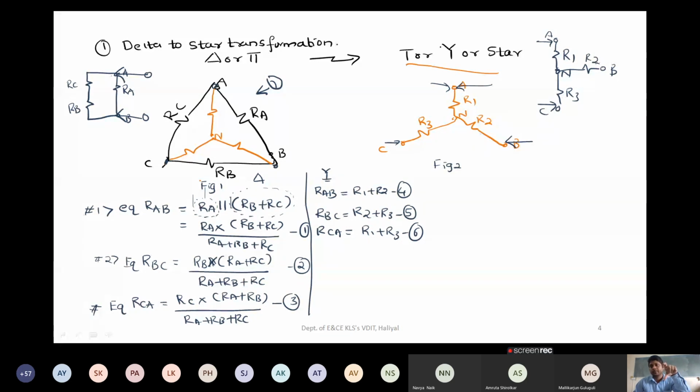So we require two reference points to measure. So in that case, this point will be open, so you can neglect this. Hence, this can be treated as a single branch. So what you will get is R1 plus R3. So I hope this is clear for everyone. If you have any doubts, you may ask.